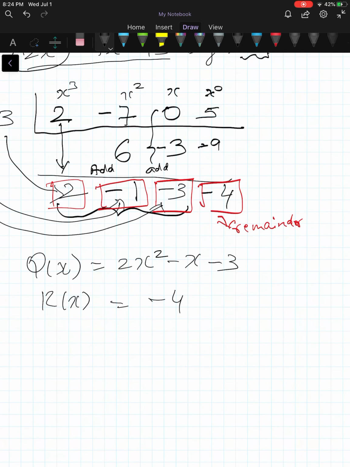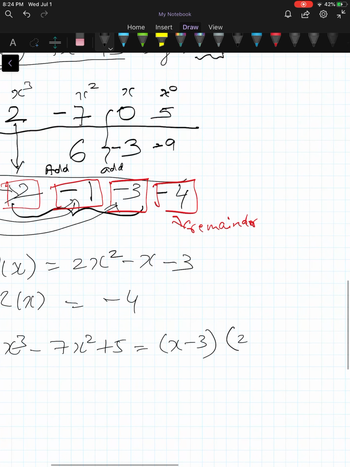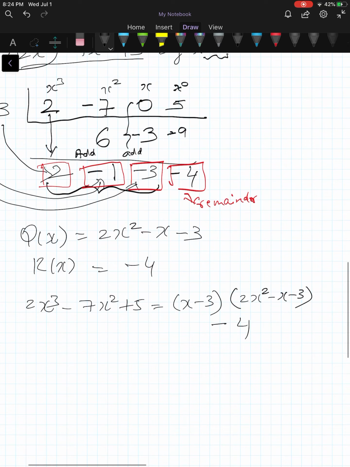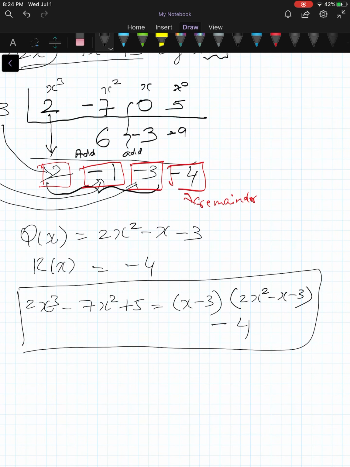So if you have to express it using the division algorithm, 2x cube minus 7x square plus 5 is equal to x minus 3, that is our divisor, times 2x square minus x minus 3, minus 4. So this is our final solution.